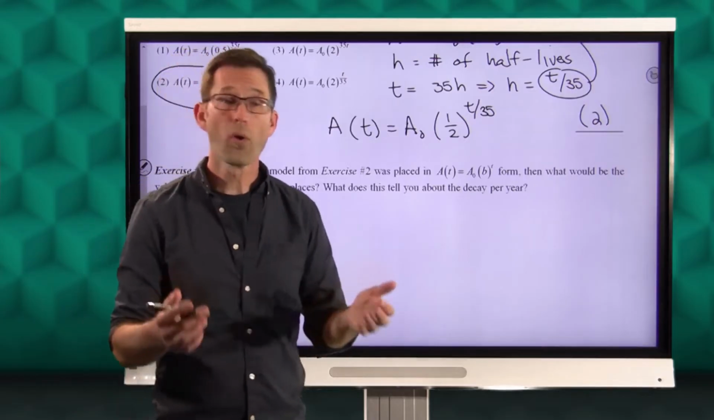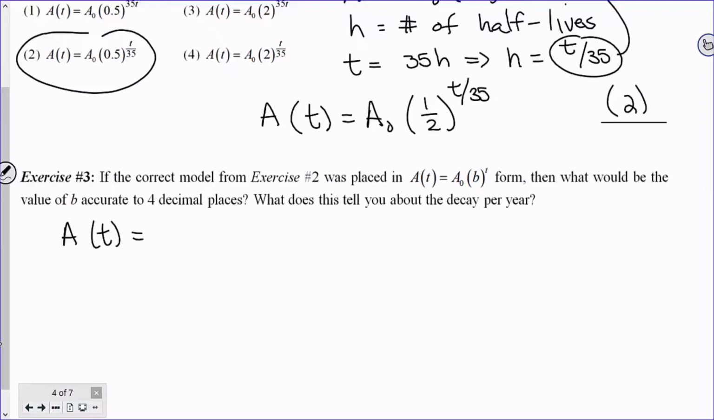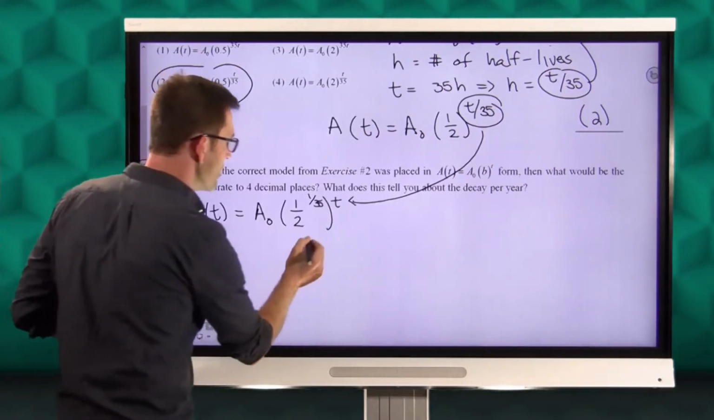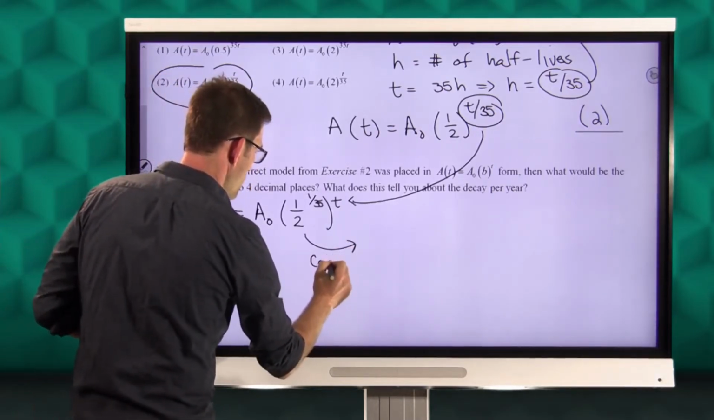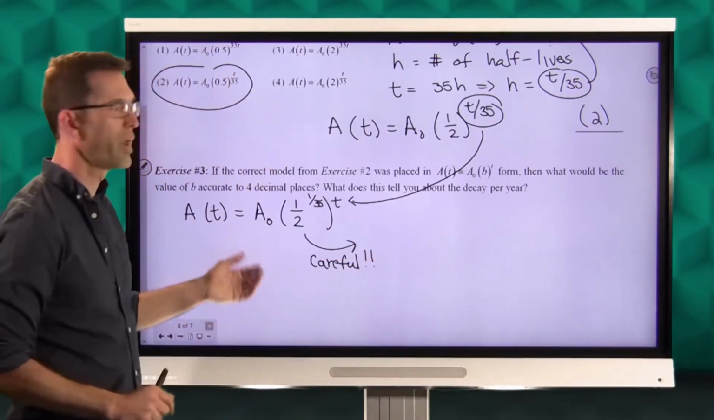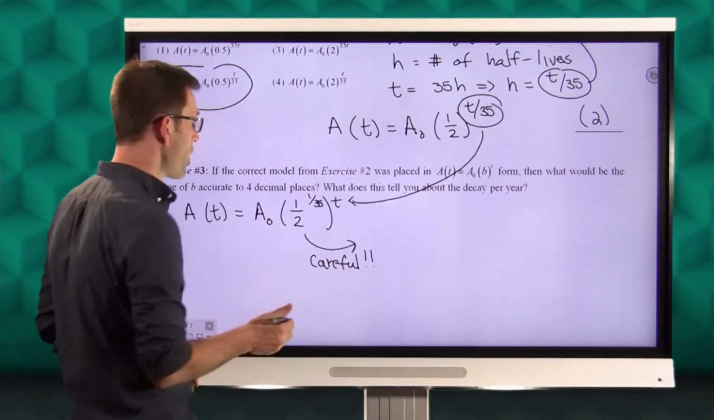All right, well, we're going to pull a trick very similar to the one before. What we're going to do is take this expression and make use of this exponent property, which allows us to take this exponent and break it up so that we have 1/2 to the 1/35 all raised to the t. Now again, you need to be very careful when you put it into your calculator. You could easily do 1/2 to the first and then divide the entire answer by 35. That would give you a completely wrong answer.